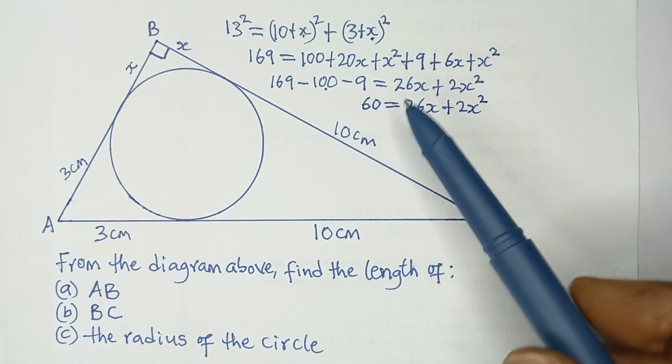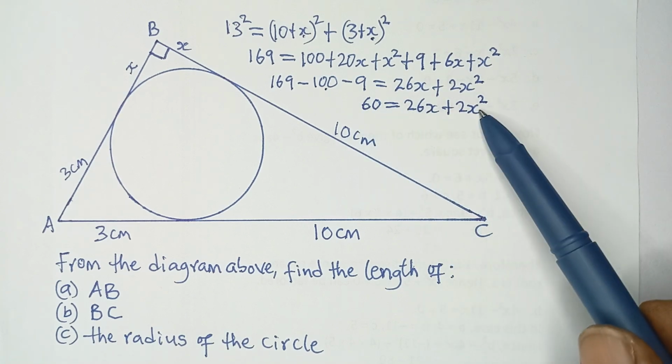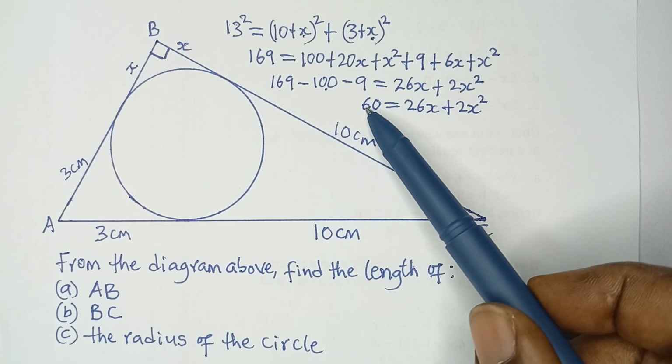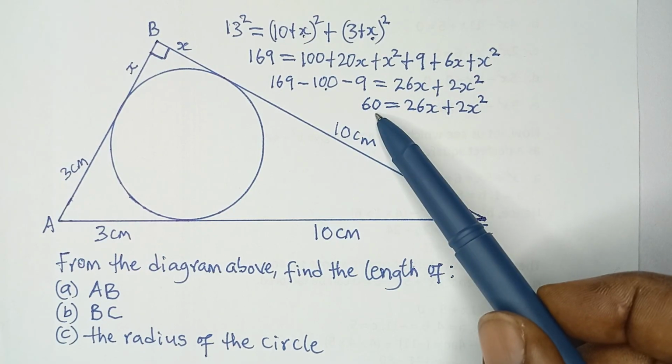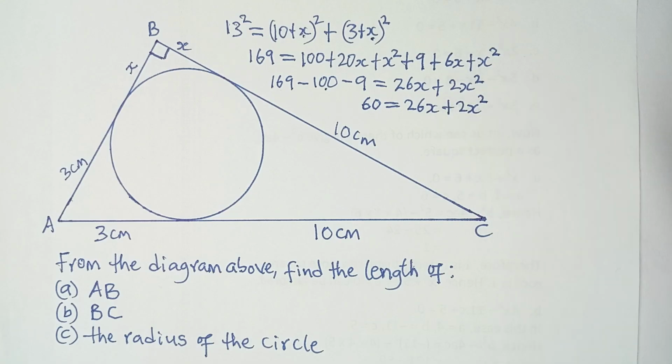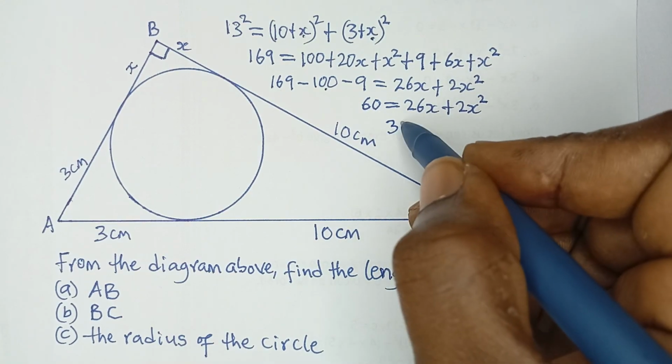Now you agree with me that we can divide throughout by 2 so that we have this equation in its lowest term. So we divide each term by 2, that means dividing the right hand side by 2, and we also divide this side by 2. So dividing each term here by 2, we have 60 divided by 2 to give us 30.